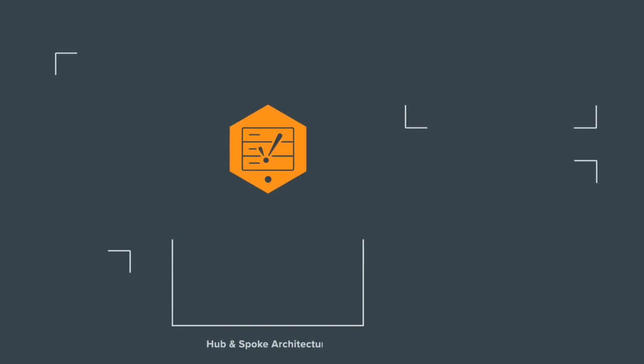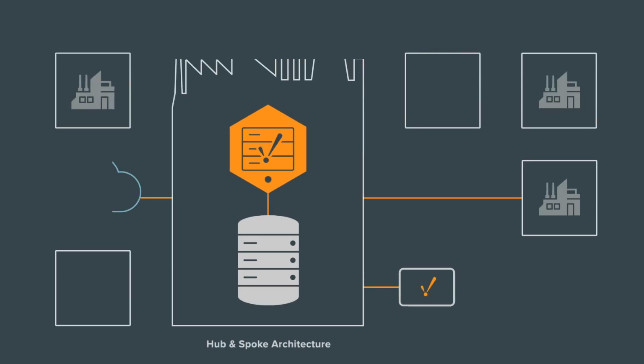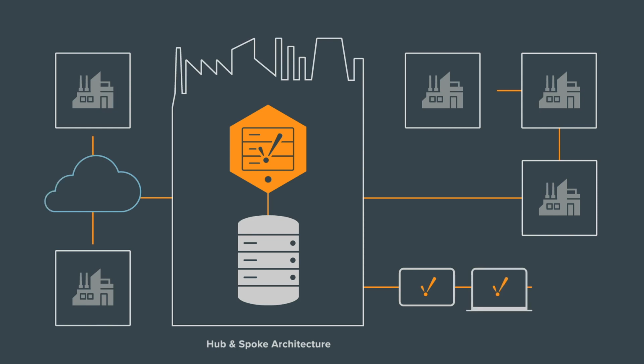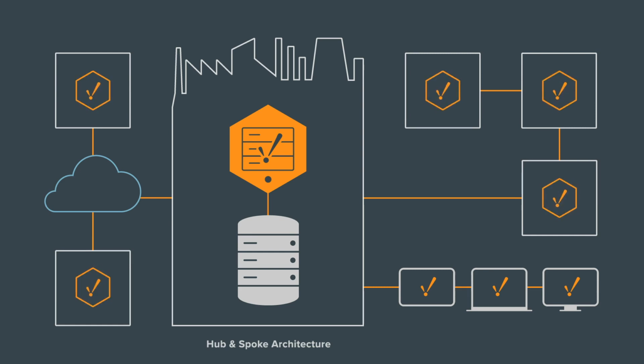Use the hub and spoke architecture to link multiple local and remote sites or spokes together from your central Ignition gateway using LAN, WAN, or the cloud. Each site can be fully independent with an Ignition gateway dedicated to data logging.